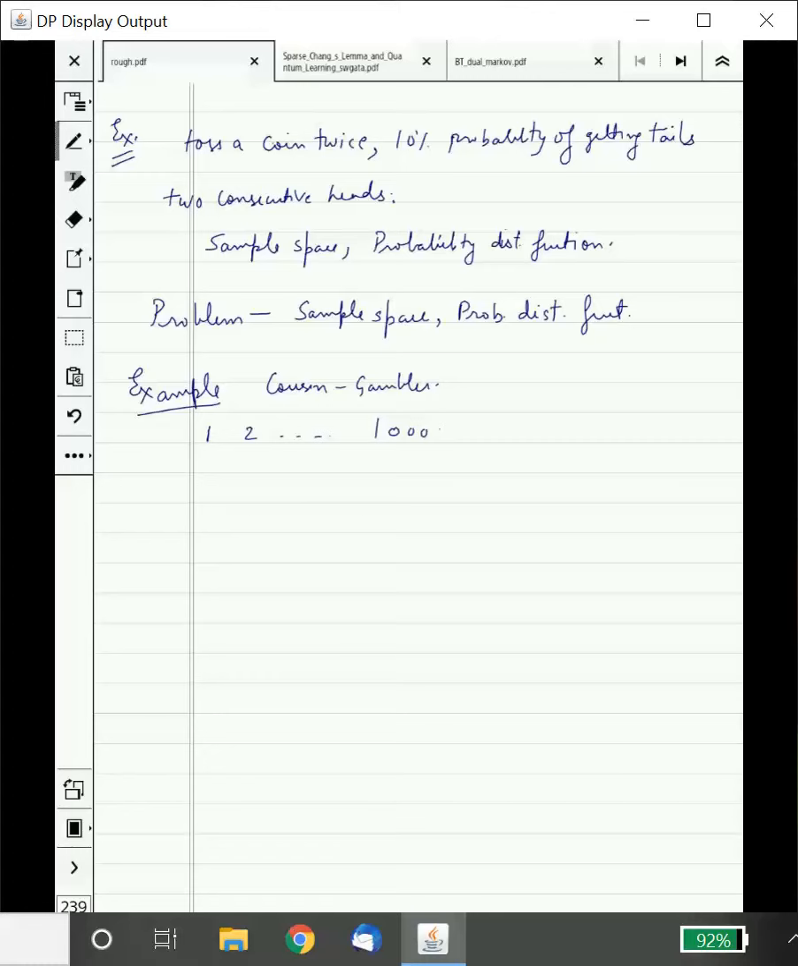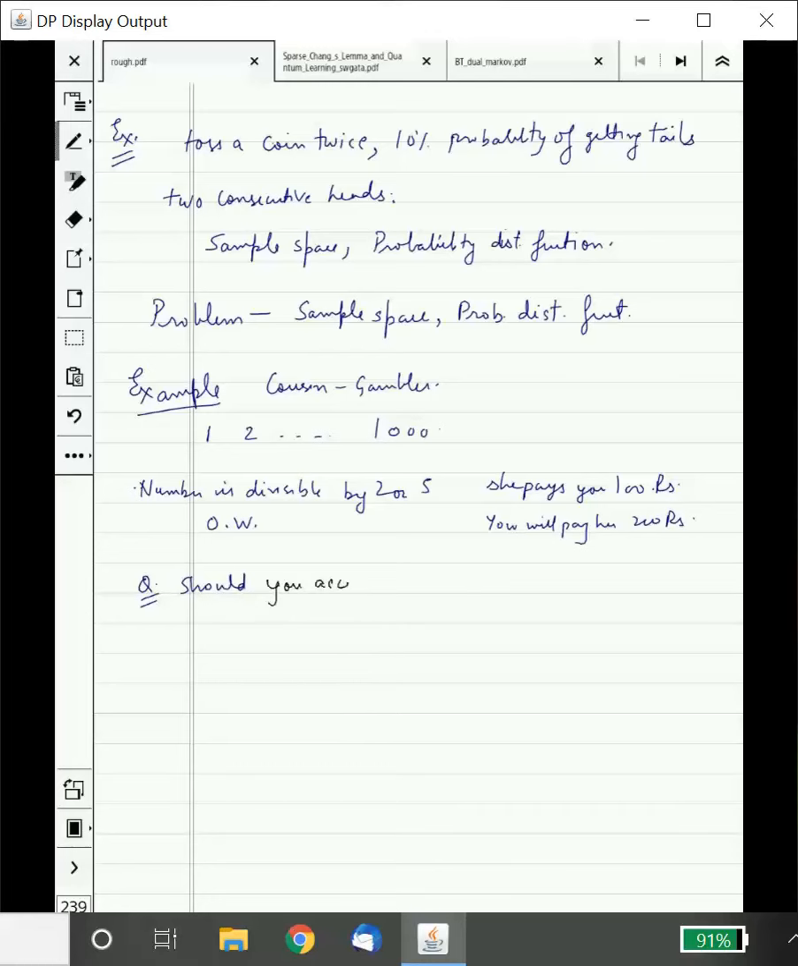If the number is divisible by 2 or 5, then you win. That means she pays you 100 rupees. On the other hand, if that doesn't happen, if the number is not divisible by 2 or 5, then you will pay her 200 rupees. So the question is, should you accept this?